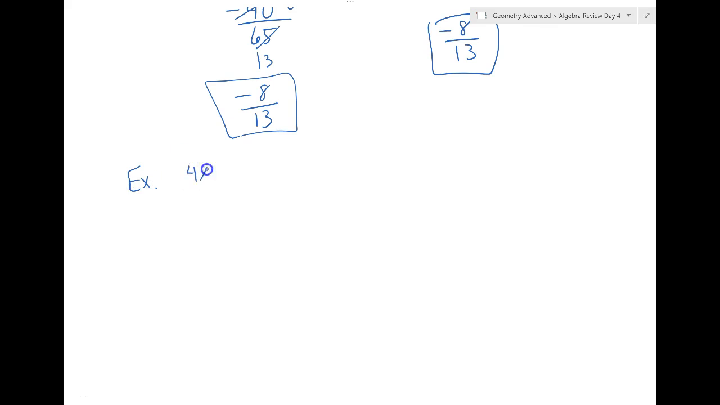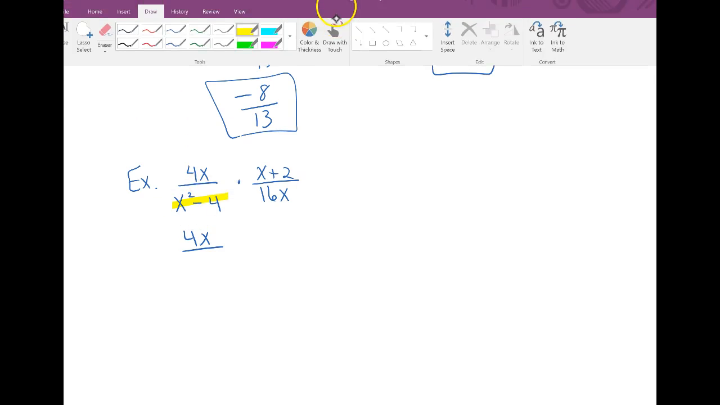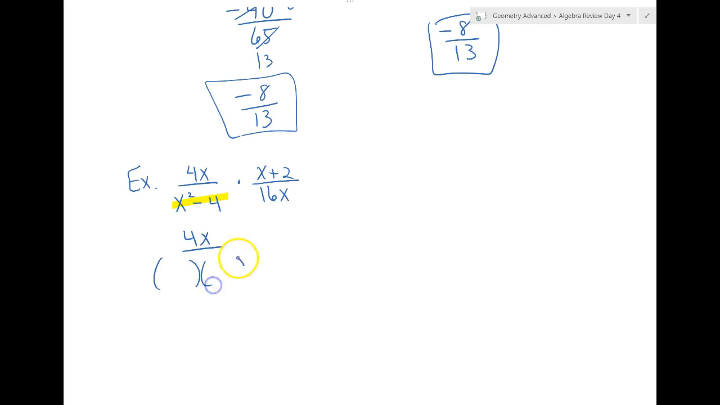So here, I get 4x over x squared minus 4, times x plus 2 over 16x. Now, the key with these is like we did earlier on the previous problems. We always factor these rational expressions first, these fractions. So the numerator of the first one I can't factor, but the bottom one here, I'm going to highlight that in yellow, I can factor. It's a difference of squares, so I end up getting an x plus 2 and an x minus 2.